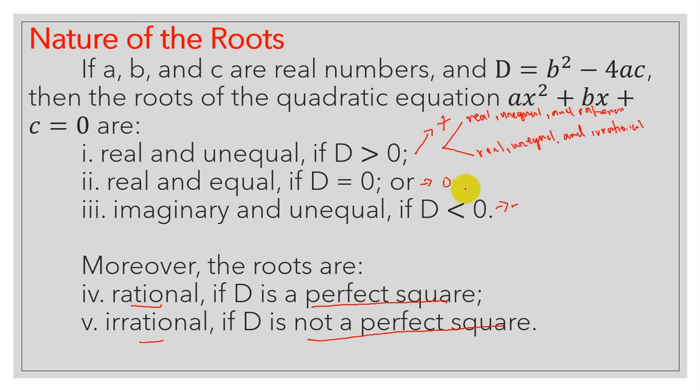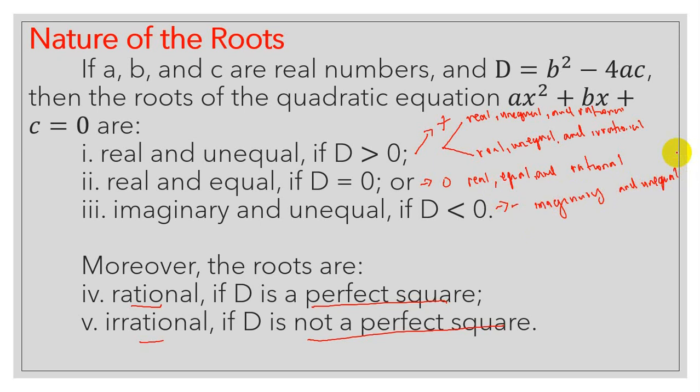Next, real and equal if D is equal to 0. There's one nature for this one: real, equal, and rational. Then for the next one, if the discriminant is negative, you only have one nature or one category. For the nature, we have imaginary and unequal roots. Alright, so these are the things that you have to remember.